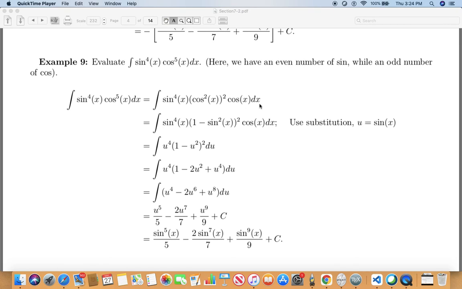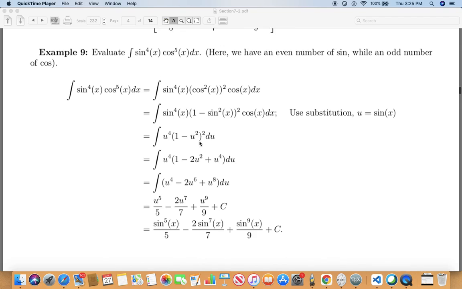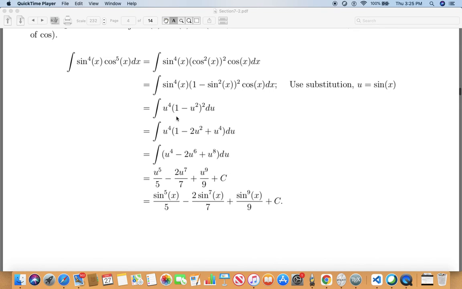If that's your du, u should be sine. In other words, replace cosine squared by 1 minus sine squared. So 1 minus sine squared, power 2. U substitution, u equals sine x. So that is u to the power 4. That is 1 minus u to the power 2, all power 2. That gets me u to the power 4 as it is. Open this out. Expand this square formula: 1 minus 2u squared plus u to the power 4. Distribute the u to the power 4.